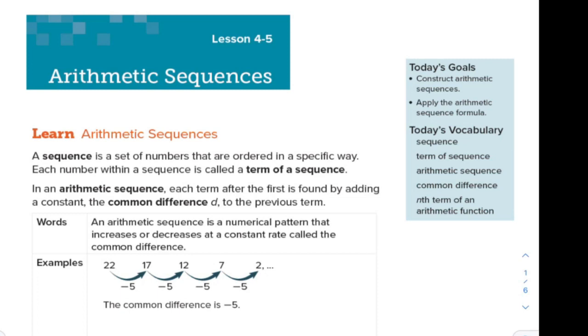Let's start. What is a sequence? A sequence is a set of numbers that are ordered in a specific way.